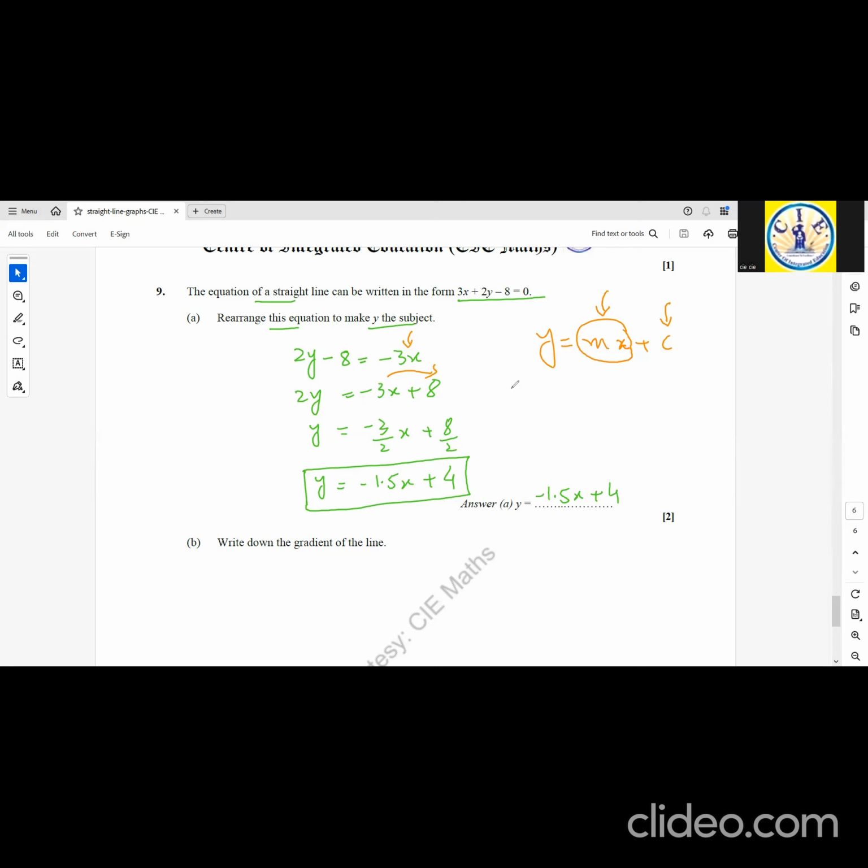Okay, now it's part B. Write down the gradient of the line. So the coefficient of x is the gradient, m. So m is equal to -1.5. That is the required gradient. So this is how this question is to be done.